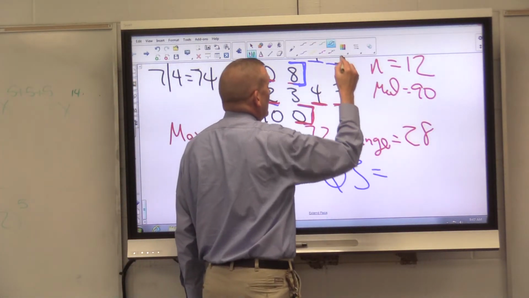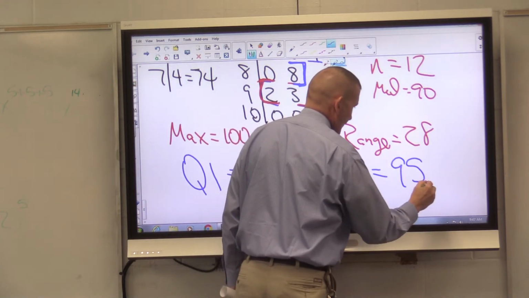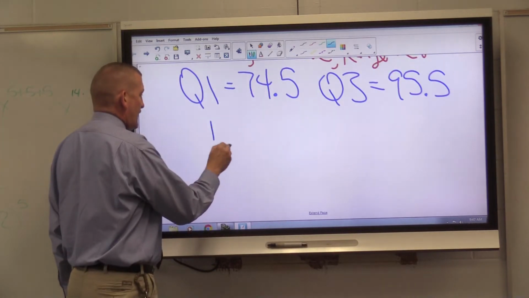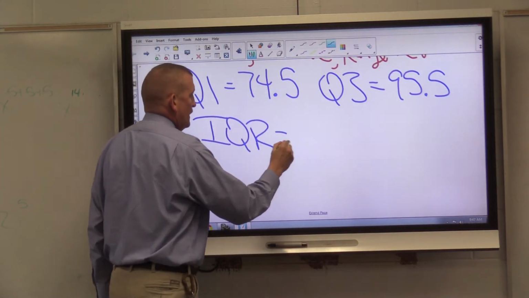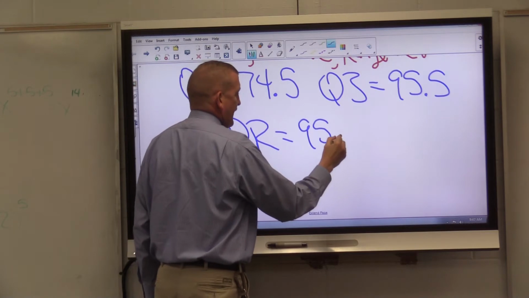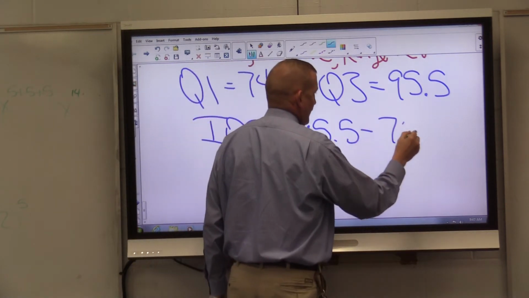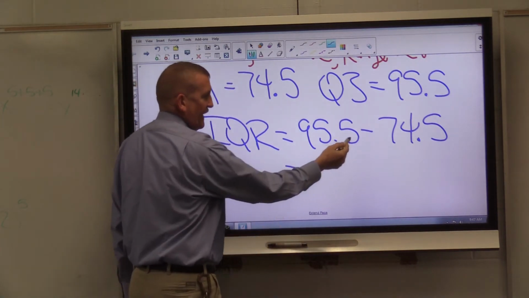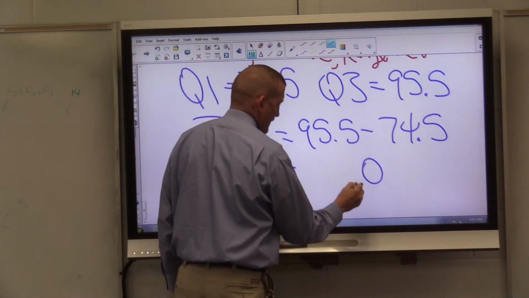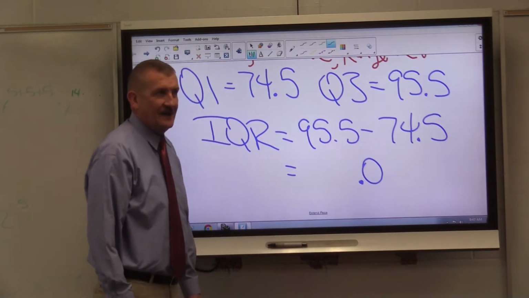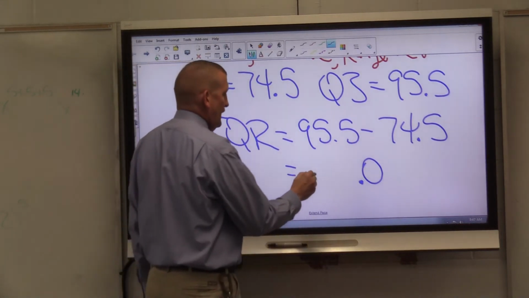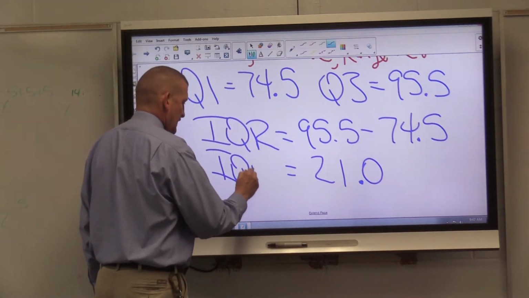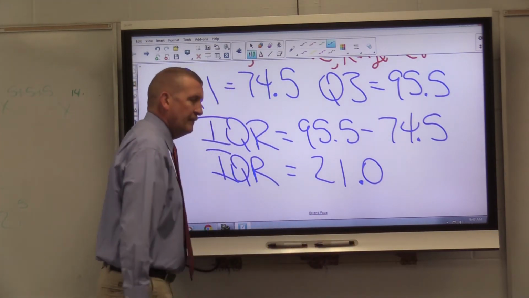All right, so my upper quartile is 95.5. And now I'm ready to get my interquartile range, which is 95.5 minus 74.5. You better not need a calculator for that. 5 minus 5 is 0. 95 minus 74 is what? 21. So my interquartile range is 21.